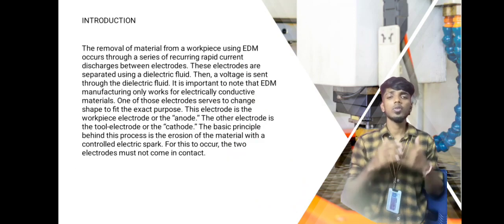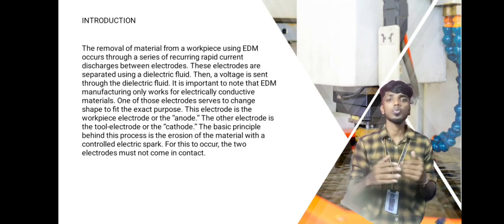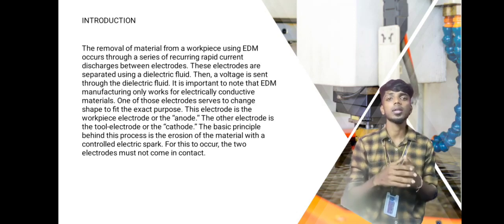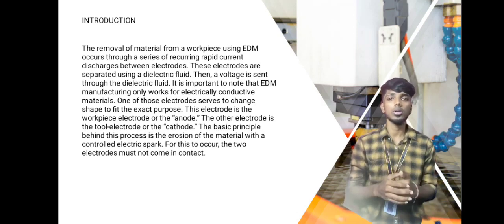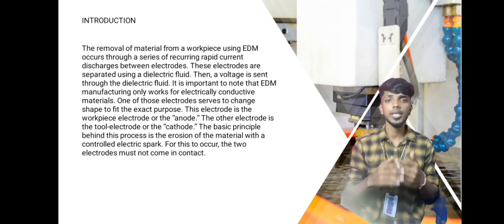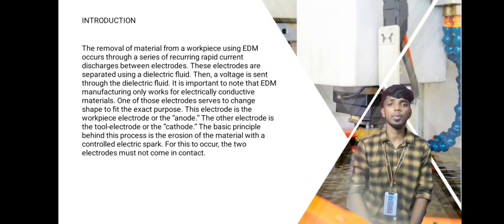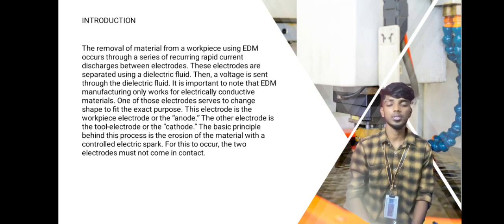Okay, the introduction of the EDM process: the removal of material from a workpiece using EDM occurs through a series of recurring rapid current discharges between electrodes. These electrodes are separated by a dielectric fluid, and a voltage is sent through the dielectric fluid. It is important to note that EDM manufacturing only works for electrically conductive materials.